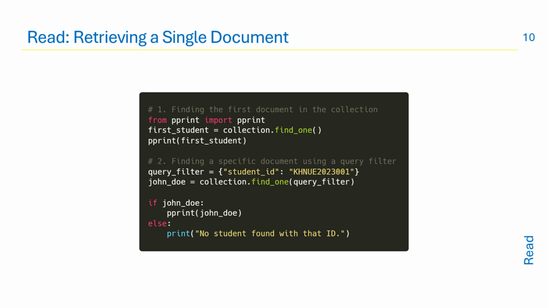However, the real power of find_one comes when you provide a query filter. A query filter is just a Python dictionary where you specify the criteria for the document you're looking for. In our second example, we're looking for a document where the student_id field is equal to KHNU2023001. Pymongo then searches the collection and returns the first document that matches this condition. A crucial point to remember is that if find_one doesn't find any document matching your filter, it will return the special Python value None. Therefore, it's always a good practice to check if the result is None before you try to work with it, to avoid potential errors in your code.